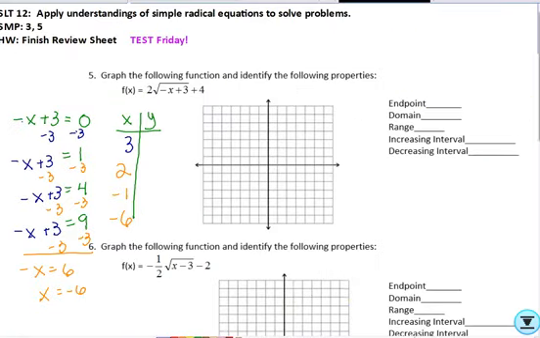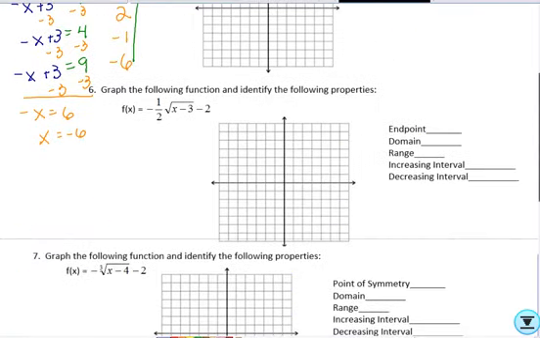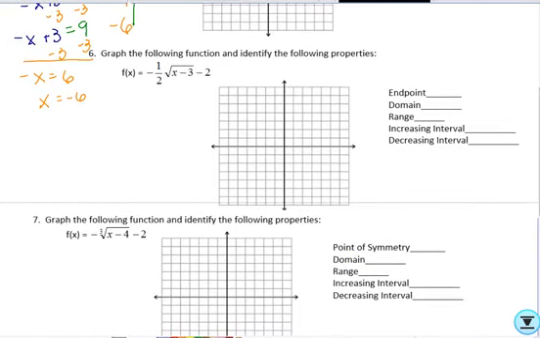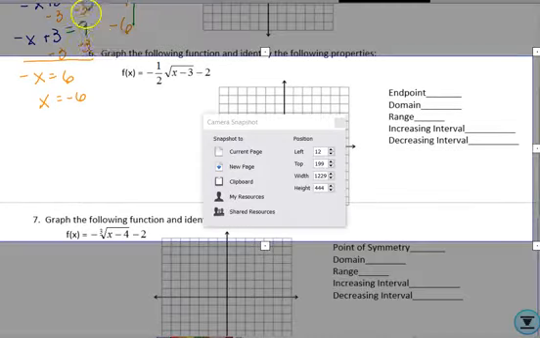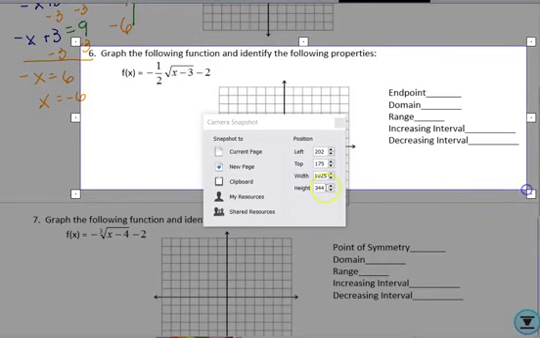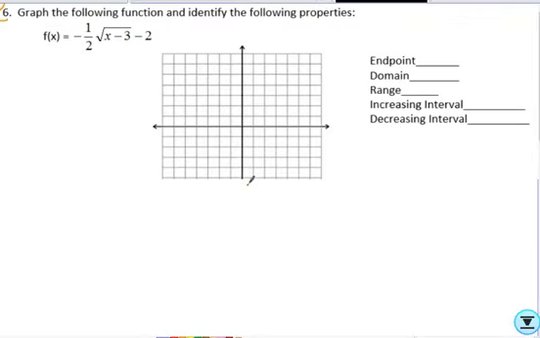All right, now let's do 6 and 7. Let me get extra space here. All right, here we go for 6.